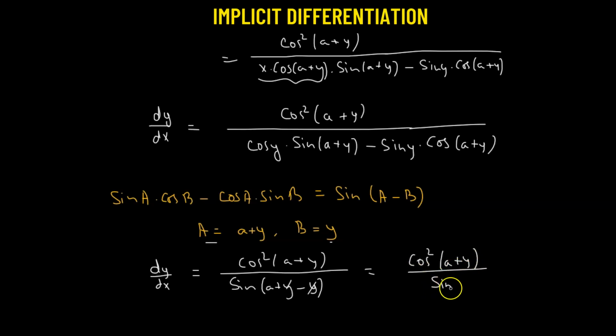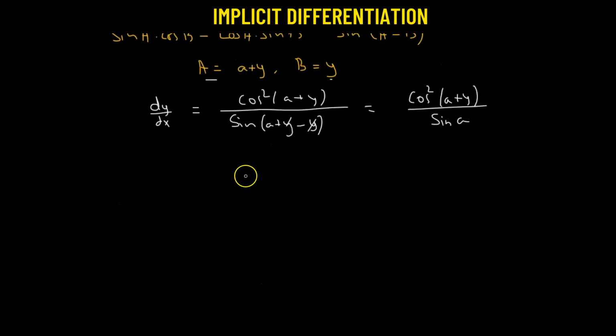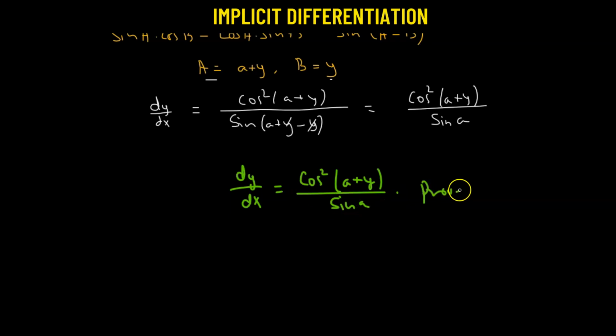Now we can finally express the derivative of y with respect to x equal to cosine squared of (a plus y) divided by sine a. So this is what we were asked to prove. Hence we have successfully proved it.